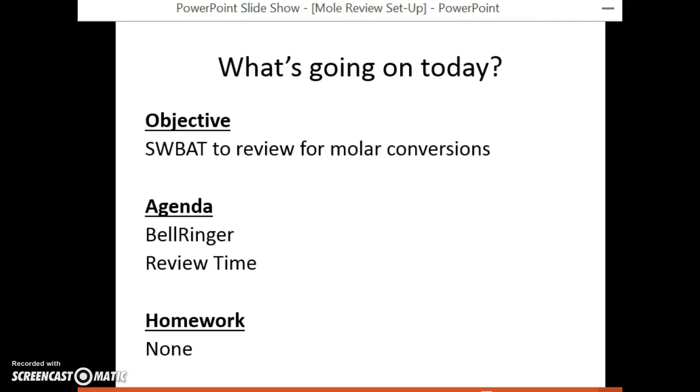we're going to transition to getting ready for class. Take out a separate sheet of paper. If you don't have a separate sheet of paper, I left some next to the door, so you can go get one there. You also need a calculator and a periodic table.